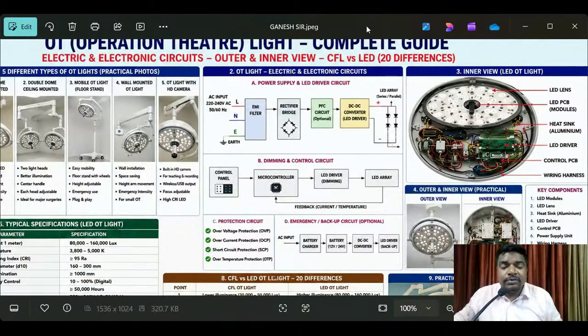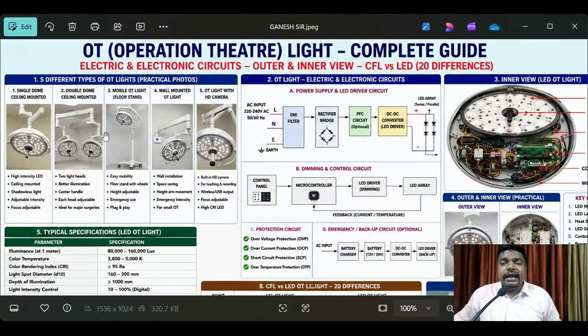Now I'm going to share valid points, slide by slide, whatever I have explained till now. Every part of the slide presentation I'm going to explain. Now come here, internal view of the LED light. For your education purpose I'm sharing this, and try to take it positively and try to implement it in your work. Now see here, electronic circuits, outer and inner view, CFL versus LED, 20 differences. Listen carefully and let me continue, and keep watching my channel, and subscribe now, and engage now.